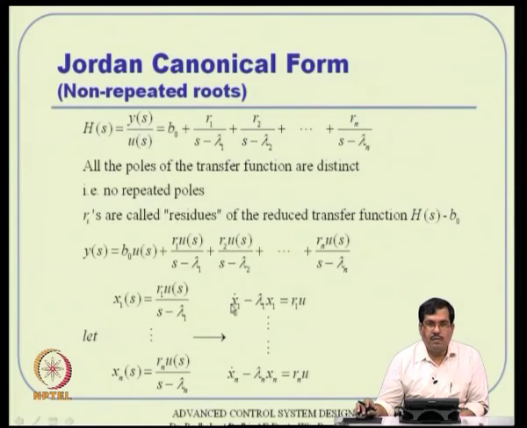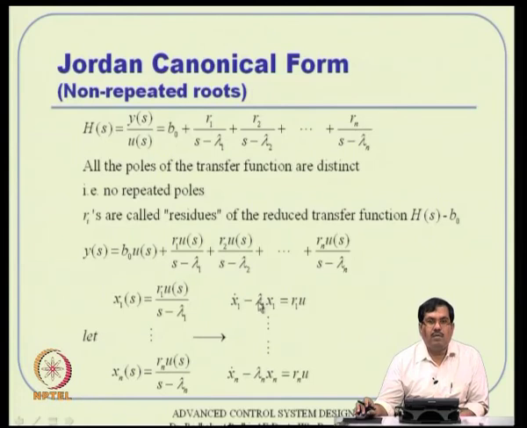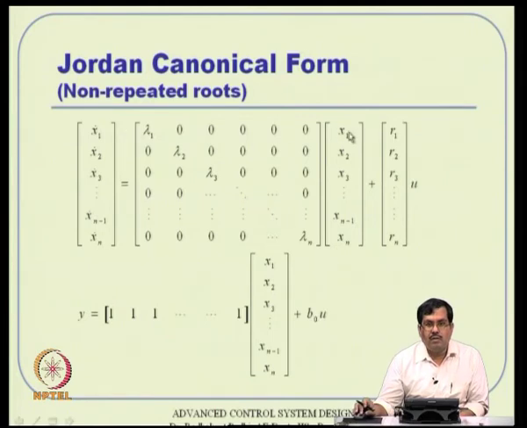Then I will take this quantity to the right hand side, that is all I will do. x 1 dot is equal to lambda 1 into x 1 plus R 1 u. So, x 1 dot is nothing but lambda 1 times x 1 plus R 1 u, because all other elements are 0. Similarly, x 2 dot is lambda 2 in the diagonal into x 2 plus R 2 into u. Now, I will be able to write all these things that way. Right, x n dot is equal to lambda n into x n plus R n u.